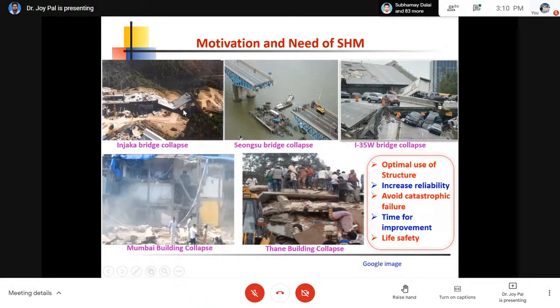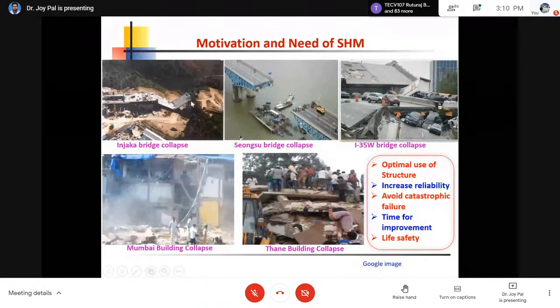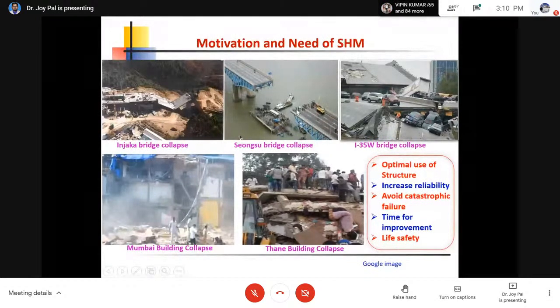The reason found for the Injaka bridge collapse was aging of the structure. This was improper welding for the Sheumshu bridge, and poor maintenance for the I-35W bridge. And more importantly, I would like to say here that this bridge collapsed just 6 years after completion of its construction. So you just imagine.